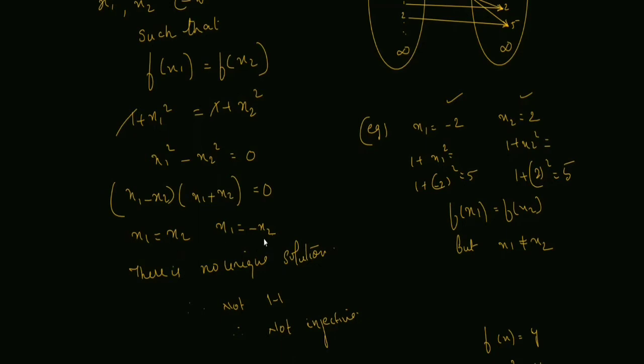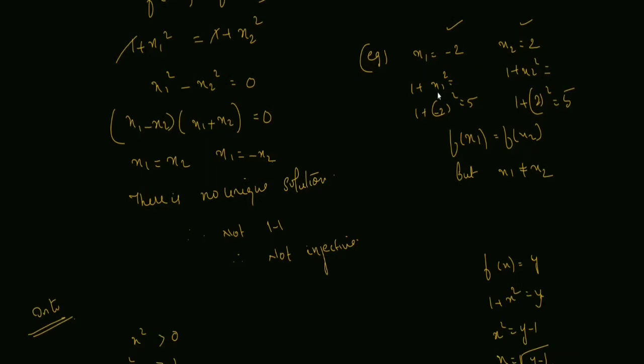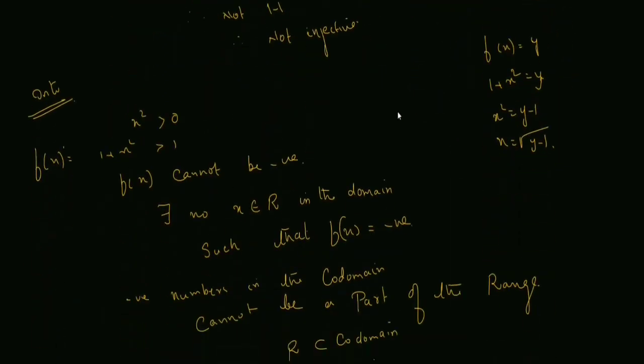So there is no unique solution, therefore not 1 to 1. You are supposed to get x1 equal to x2. Let us take an example. x1 is minus 2, x2 is 2. 1 plus x1 squared is equal to 5, 1 plus x2 squared is also 5. So f of x1 is equal to f of x2, but x1 is not equal to x2.